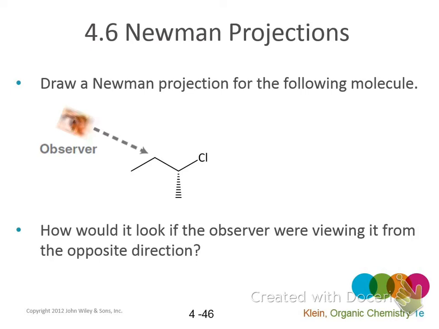And then I want to draw that molecule looking down the axis like that. Now, it says the chlorine is straight up, right? And then the methyl group is doing what? It's in the back, so I need to switch these two, okay?